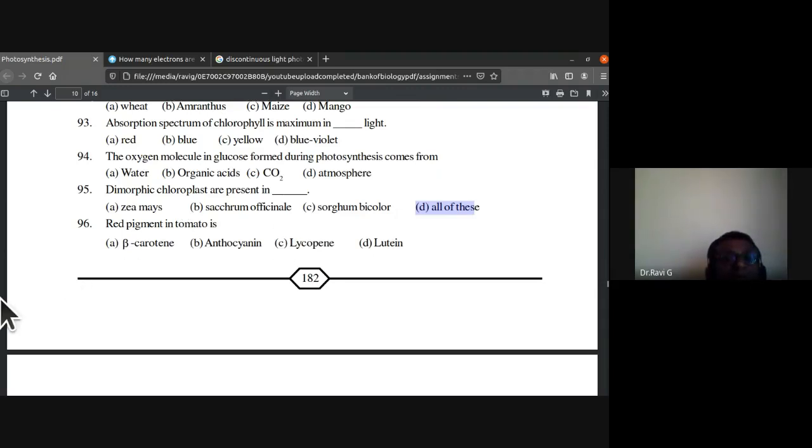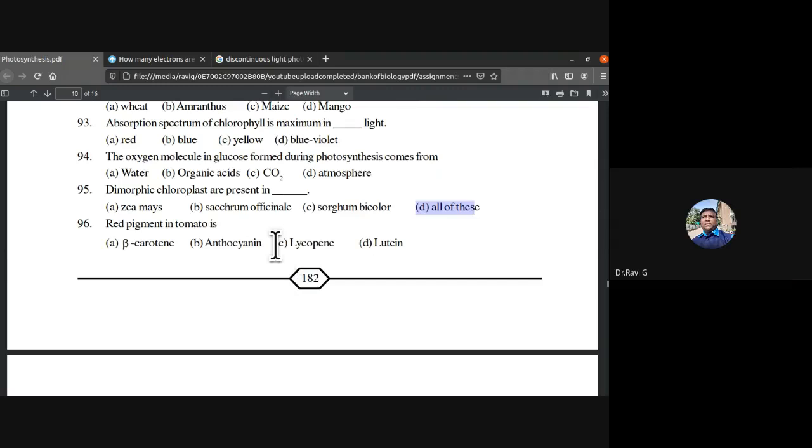Red pigment in tomato is due to beta carotene, anthocyanin, lycopene, or lutein, which is the pigment responsible for the red color of tomato? So the answer is lycopene. So their name is also Lycopersicon esculentum. So 96, the answer is C, lycopene.